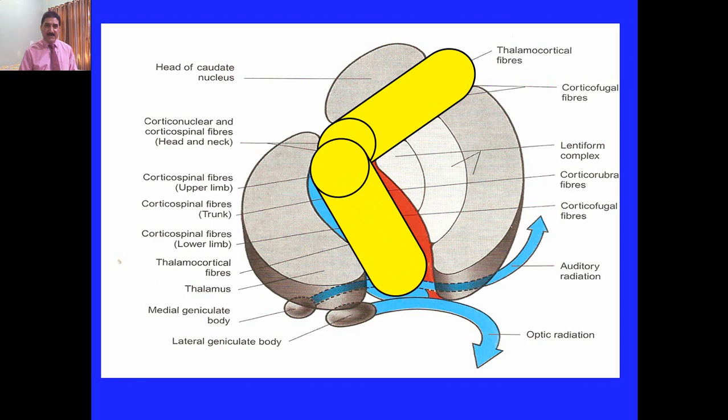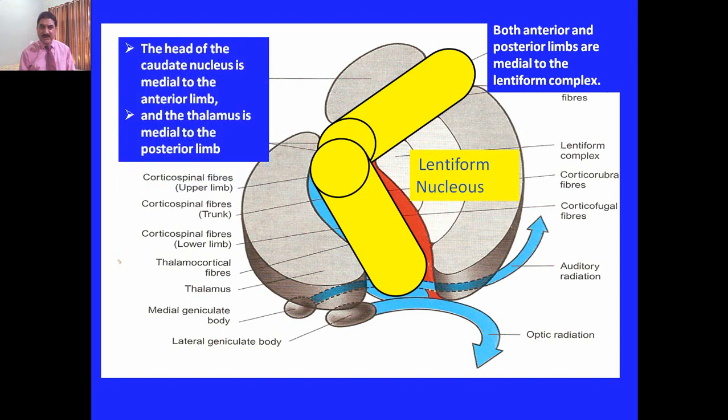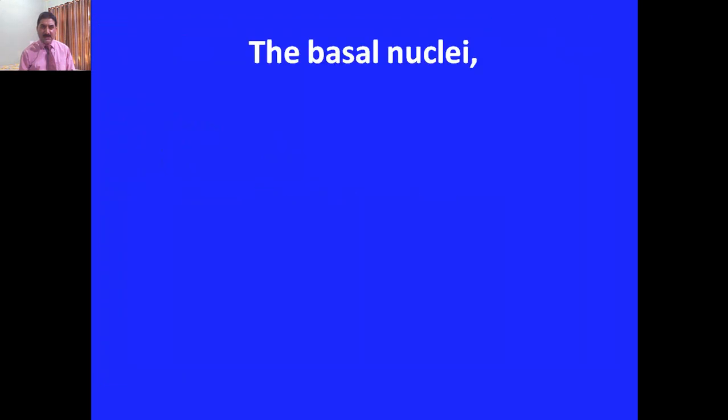As shown in this diagram, we have the anterior limb of the internal capsule, posterior limb of the internal capsule, and the lentiform complex. Both anterior and posterior limbs are medial to the lentiform nucleus. The head of the caudate nucleus is medial to the anterior limb and the thalamus is medial to the posterior limb of the internal capsule. Applied anatomy.